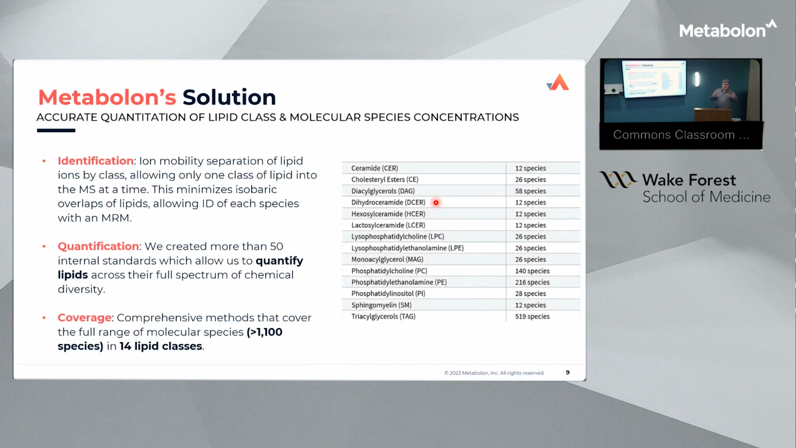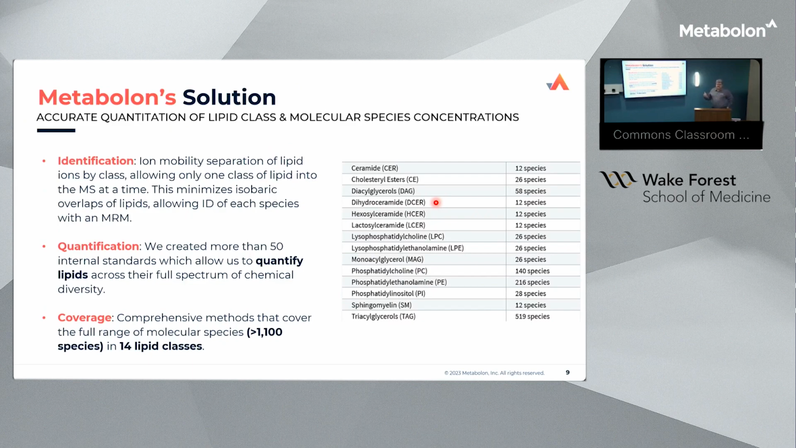So on a mass spec, a lot of these classes behave very similarly, so they interfere with each other. That is one of the biggest challenges within lipidomics. And then, of course, they also have a combinatorial complexity that we have to take into account.